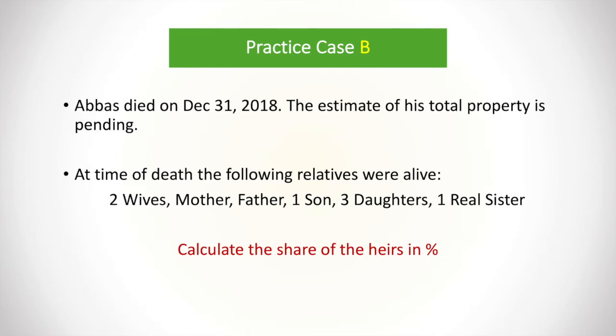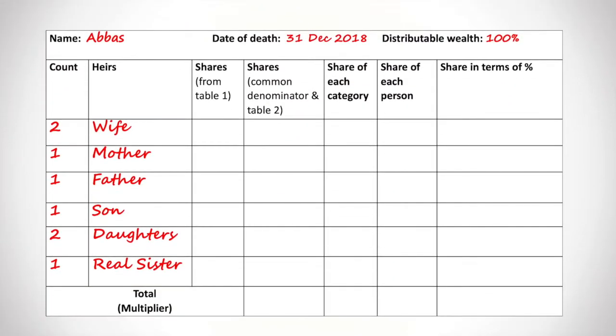Abbas died on December 31st, 2018, and the estimate of his total wealth is not done as yet, but the family would like to know in what percentage the relatives would get their share. He leaves behind 2 wives, mother, father, 1 son, 3 daughters, and 1 real sister. So we begin with our template, putting this information in.